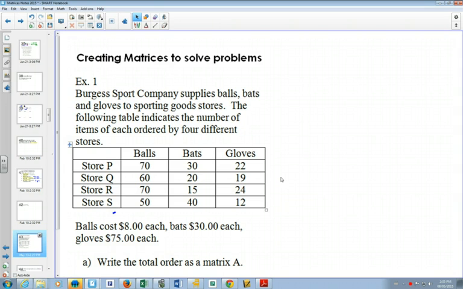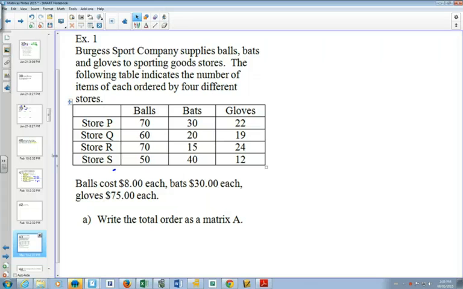So we've got balls, bats, and gloves for 4 different stores. Balls cost $8 each, bats cost $30 each, and gloves cost $75 each. So we want to write the total order as a matrix A.